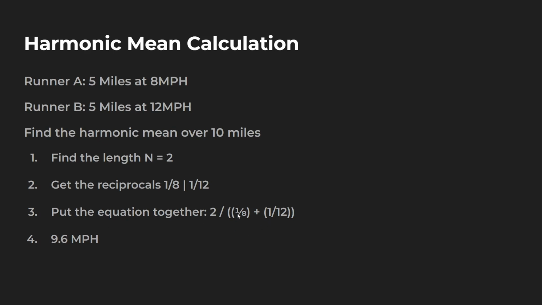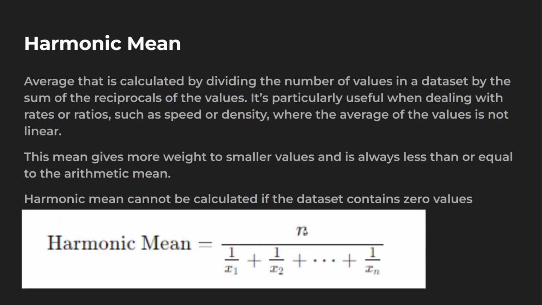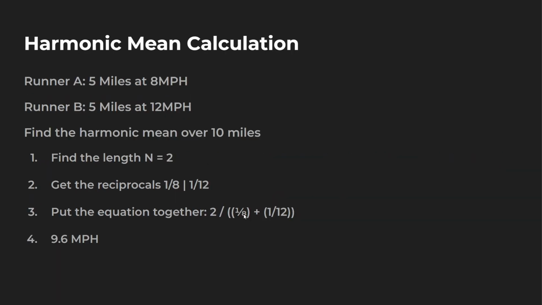So now if we look at this equation, right? We have n equals 2. Then we have 1/8 and also 1/12. So you can see 1/8 plus 1/12. And I don't know why they formatted it, it's kind of weird. But anyways, the final answer is going to be 9.6. And hopefully this makes a little sense.